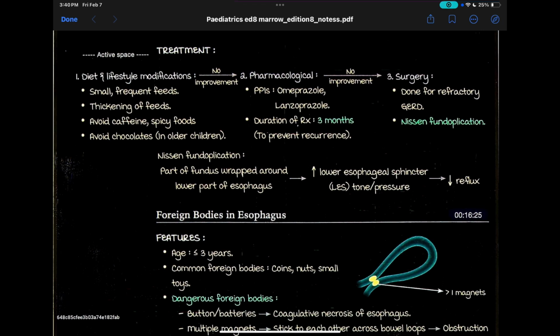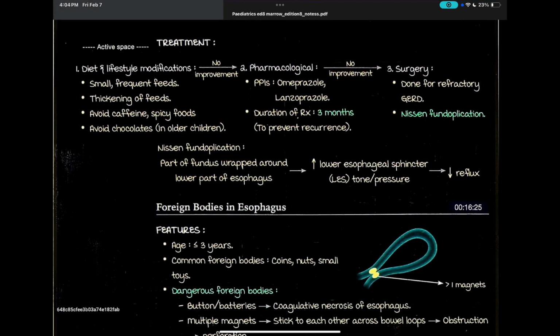Diet and lifestyle modification: small, frequent feeds, thickening of feeds, avoid caffeine, spicy food, avoid chocolates in older children. If there is no improvement, then pharmacological, like proton pump inhibitors like omeprazole and lansoprazole.